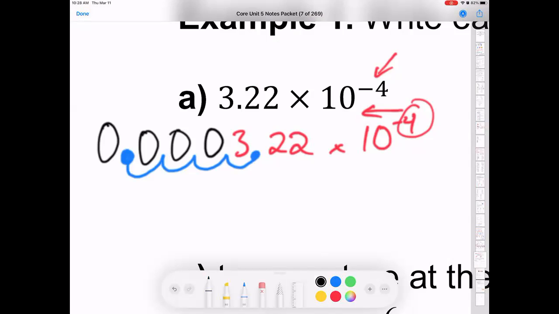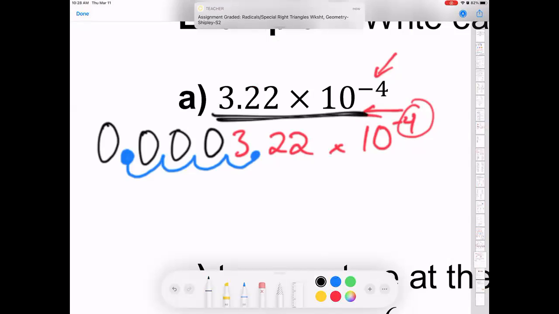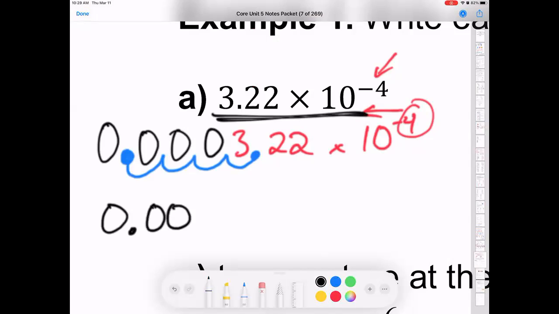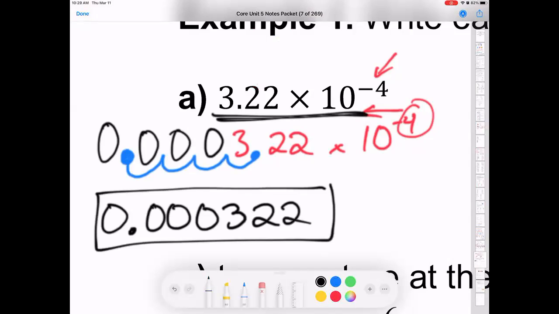So this scientific notation form that was straight up given from the beginning boils down to be 0.000322. That is the standard form number. Okay.